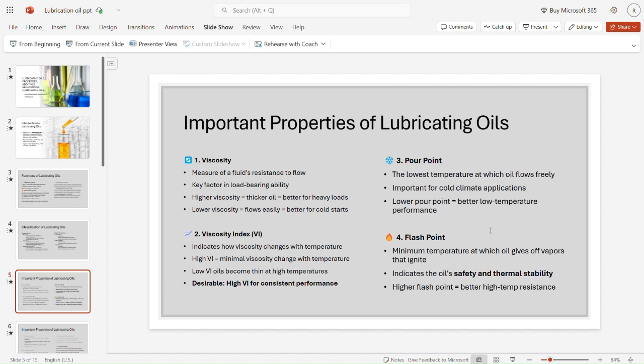Third one is the pour point. Pour point refers to the lowest temperature at which oil flows freely. It is also one of the important properties of lubricating oil.